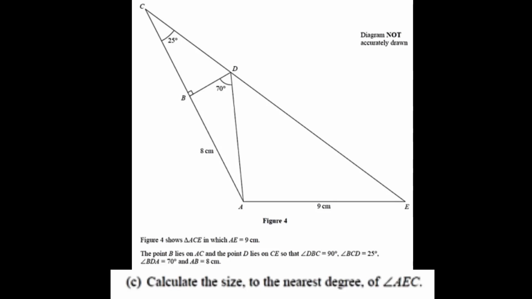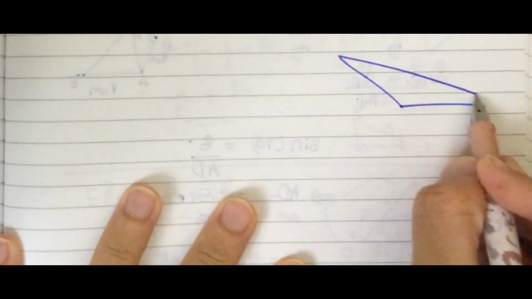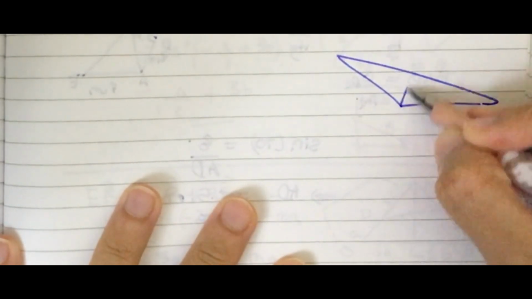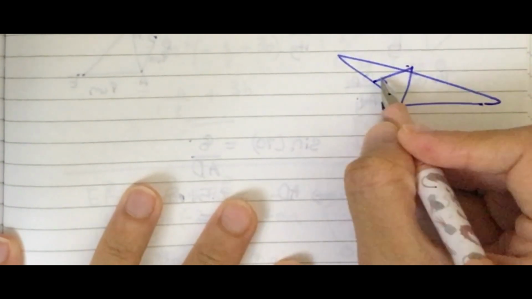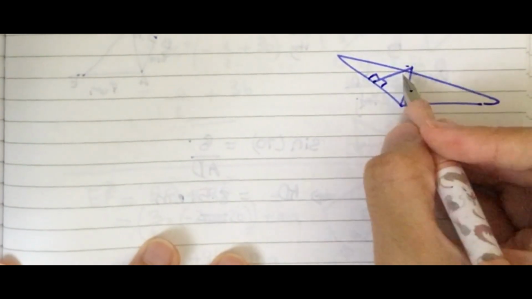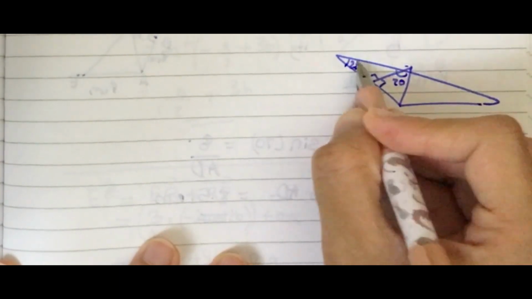So we got a question right here. Calculate the size to the nearest degree of AEC. Okay, so let me draw the diagram real quick. This is my diagram, right? My apologies for the bad diagram. I'm just drawing it for educational purposes, to teach you guys.